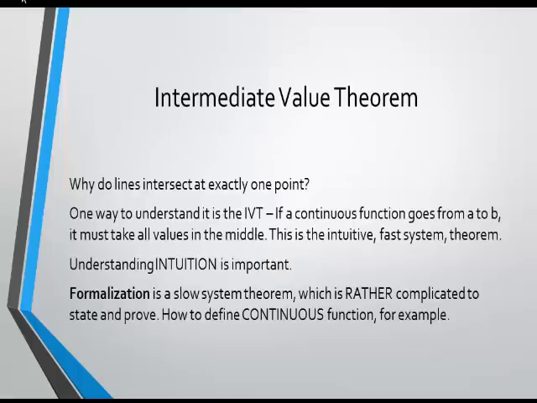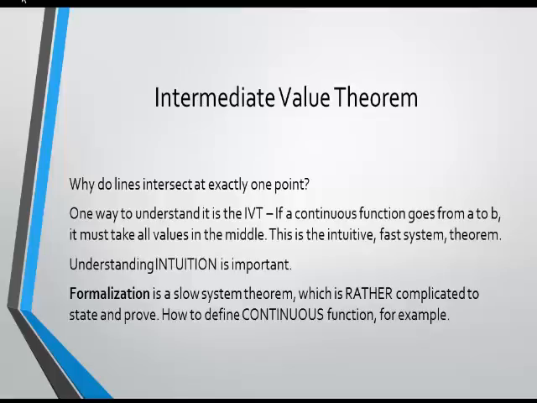So now we have seen both intuitively and formally that a line has exactly one root. And we understand why, because a line goes from minus infinity to infinity and it has to take the intermediate value. So that's our intuition. But how to make it formal?